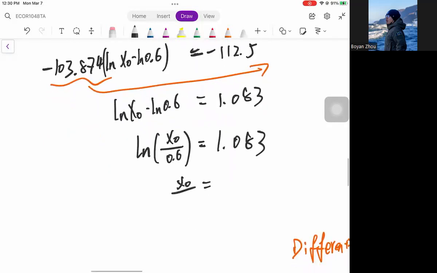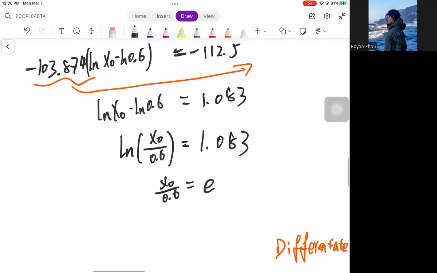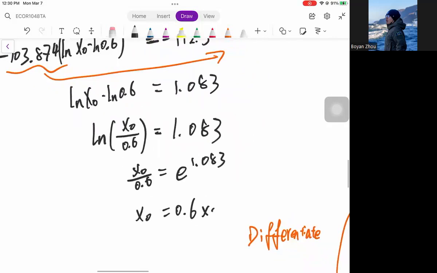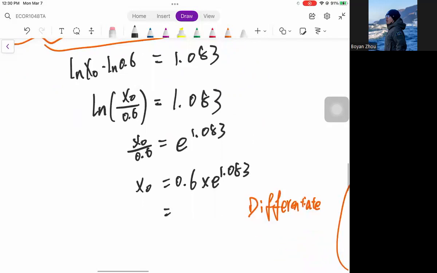So x naught over 0.6 is gonna be equal to e to the power of 1.083. So x naught is gonna be equal to 0.6 times e to the power of 1.083. Just use a calculator, and you can find out the answer is 1.772 feet.